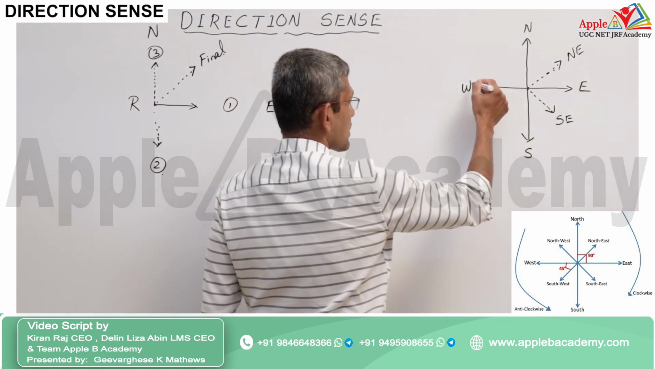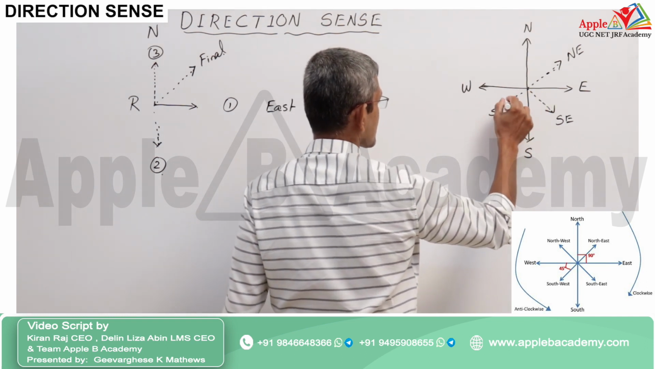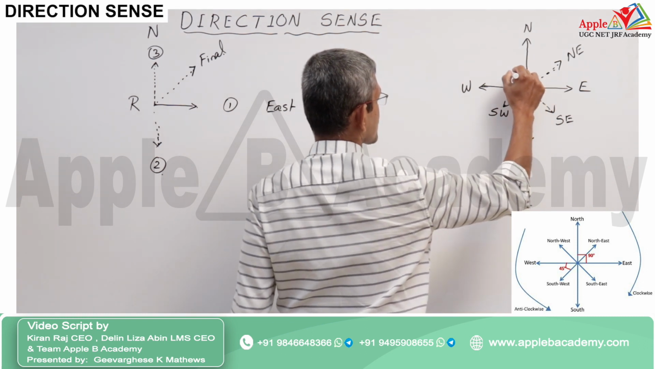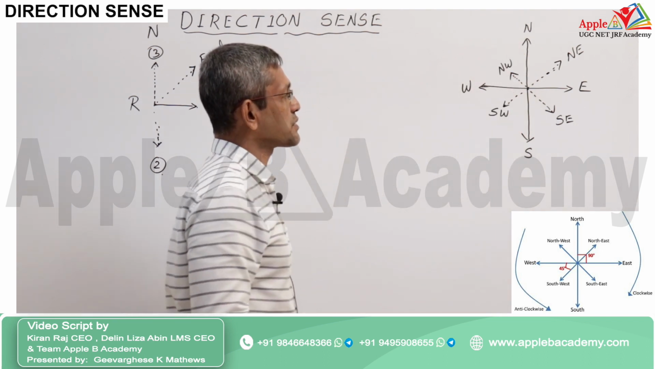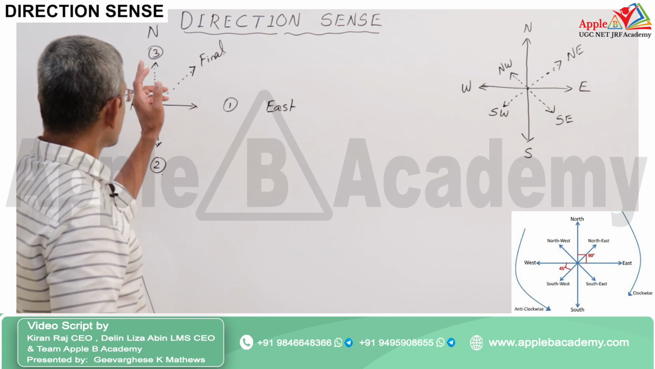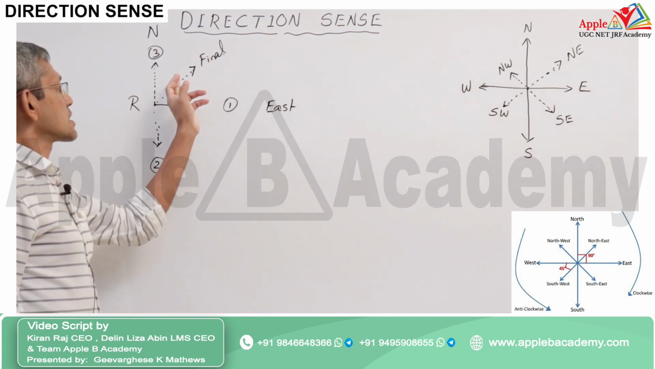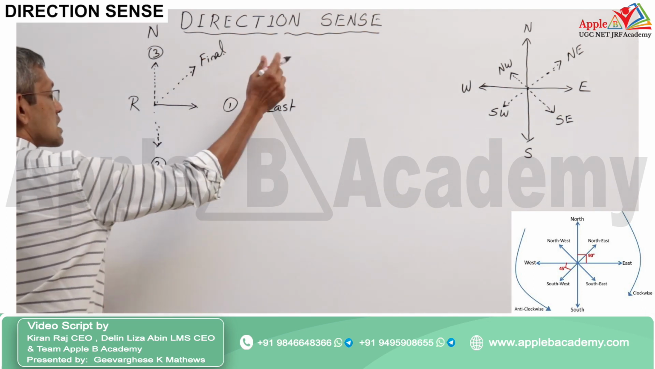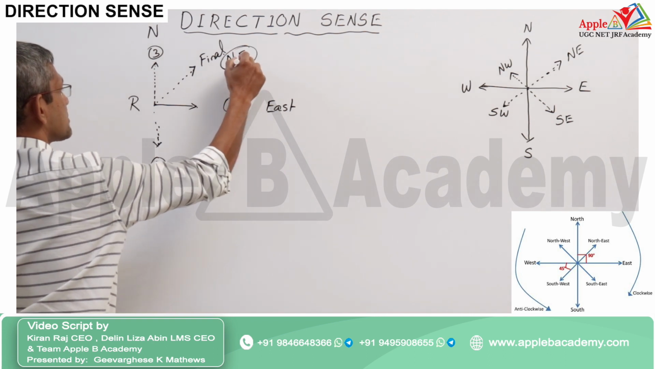And between west and south, so southwest. And between north and west, northwest. So these are the 8 directions. So you have to be really aware of it. And in this case, the girl Ria, which direction is she facing? She is facing between north and east. So that is the northeast direction, NE.